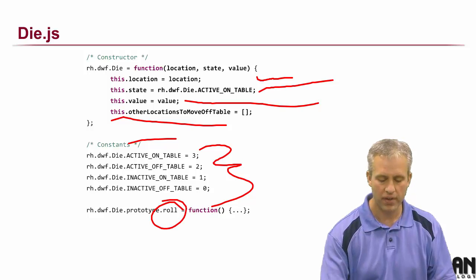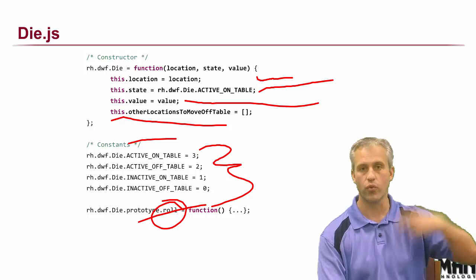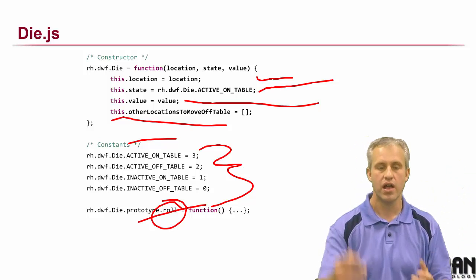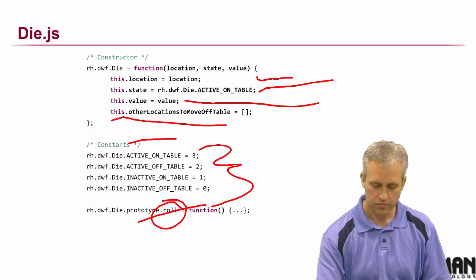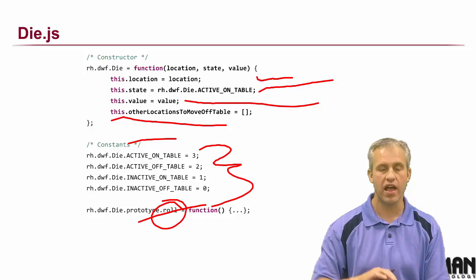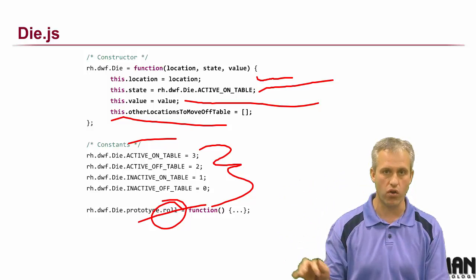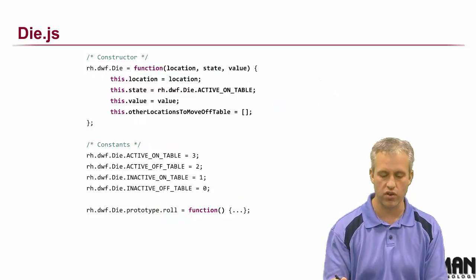And then it's got a whopping single function. It's got a function for roll, which will randomly give it a new value, and it'll put it back on the table if it was still active. So that's what that one does. It's very much about the model. It has no knowledge of view at all, right? It keeps track of variables so that it knows what it's doing.